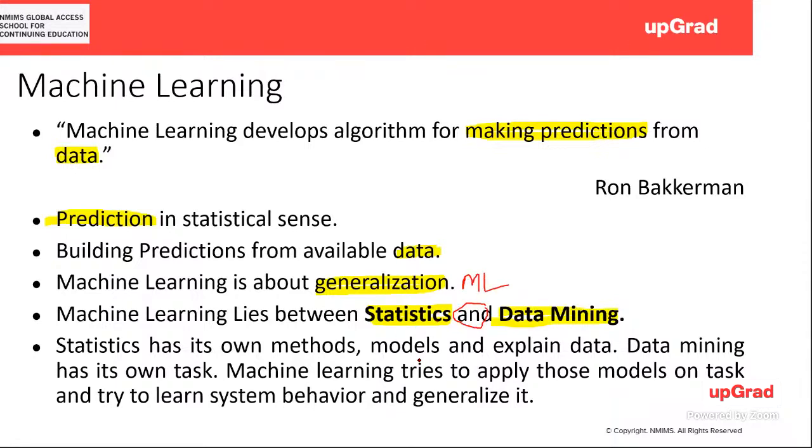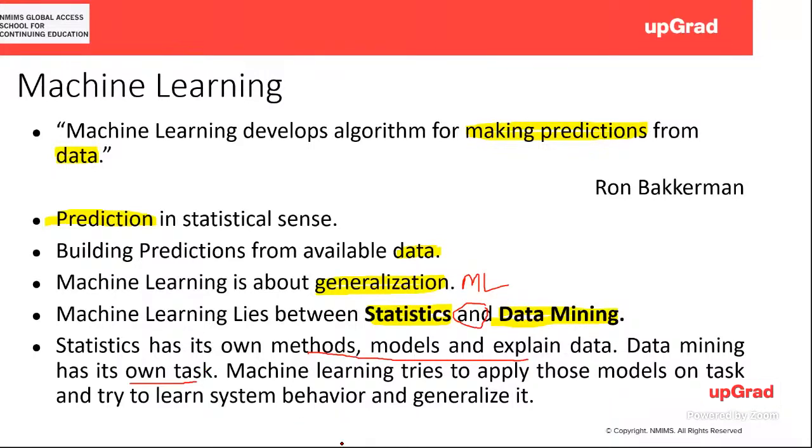Because statistics has its own methods and models, and its own fundamentals for processing or dealing with the data, right? And data mining has its own task. Because it tries to discover things, right? Data mining is about discovering the hidden things available in the data, right?